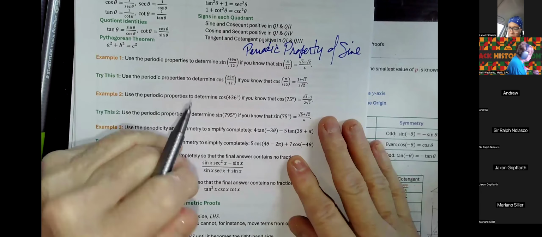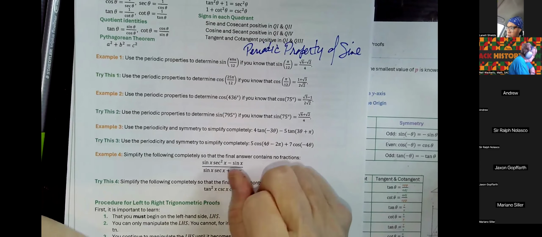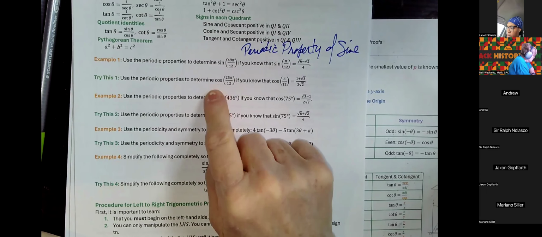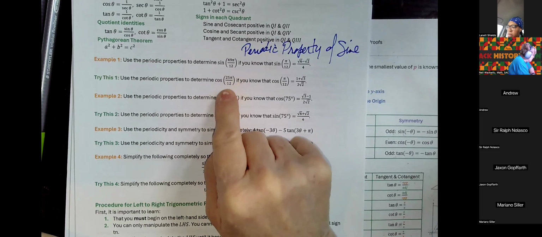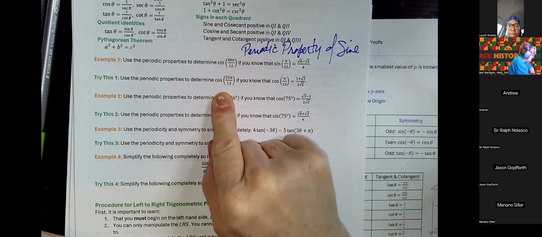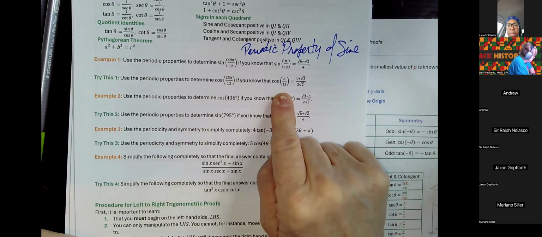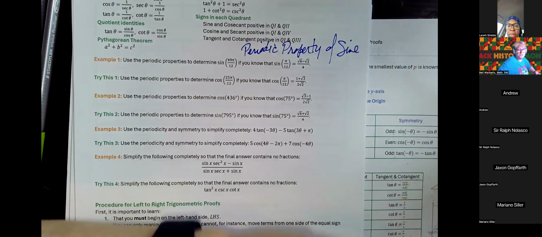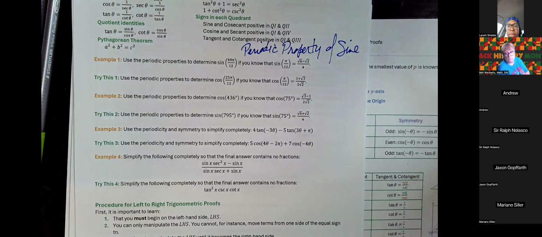So just tell me, is the cosine of 25 pi over 12 going to be the same as cosine of pi over 12? And if so, just tell me why. Yes, because we can subtract 24 pi over 12, which is equal to 2 pi. Very good. Very good.